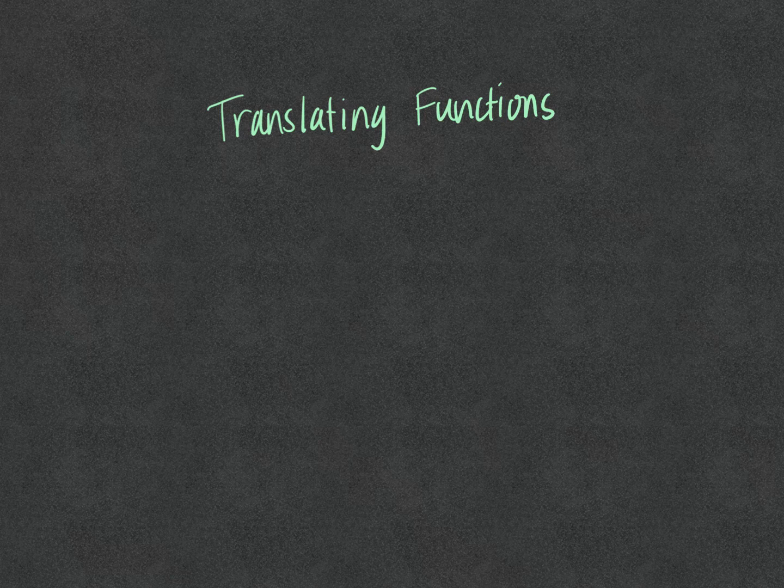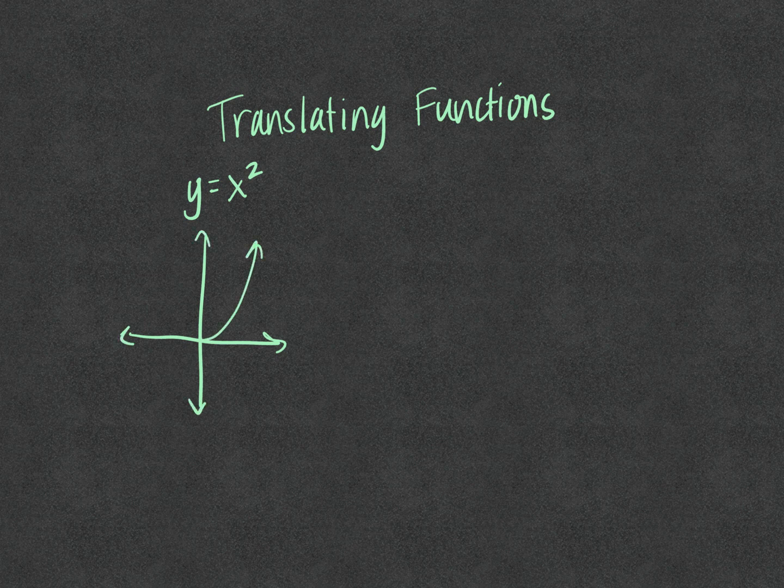Now that you learned your library of functions, we need to talk about translating functions. So let's say we have y equals x squared. This is a nice, pretty parabola. There's a couple ways to teach this. I like to teach it in terms of the vertex or the anchor point. That's why we talked about it before.